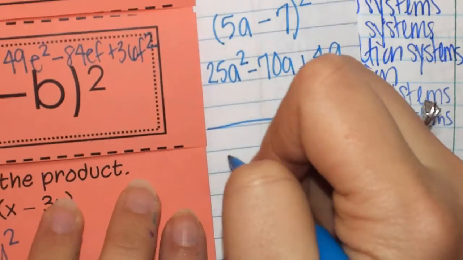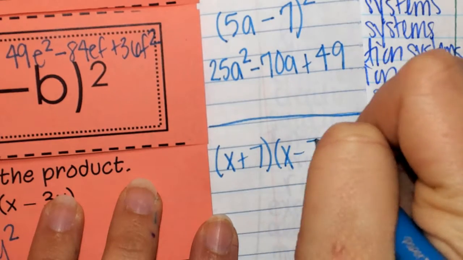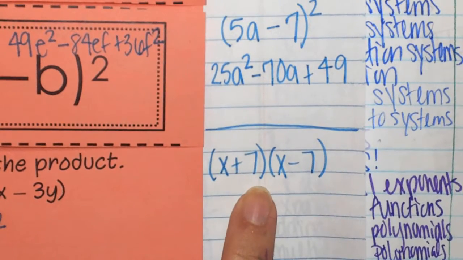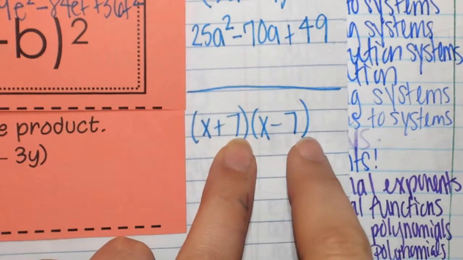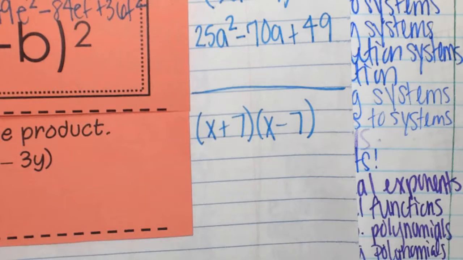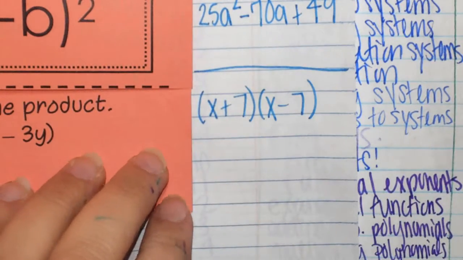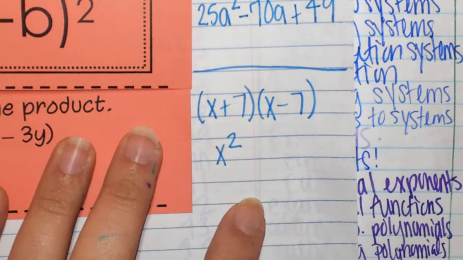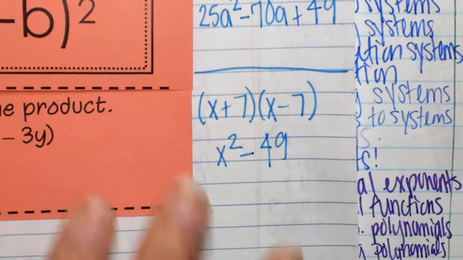Now, what if I said x plus 7 times x minus 7? Now, is this a special product? Yes, because we have the same number and the same letter. So we start by squaring x. What's x squared? X squared. Then we square 7. What's 7 squared? 49. And then we subtract, and we're done.